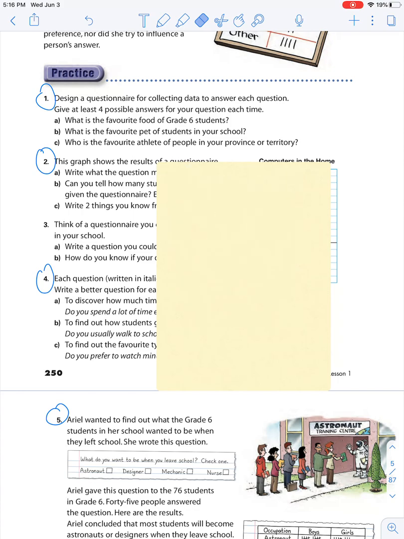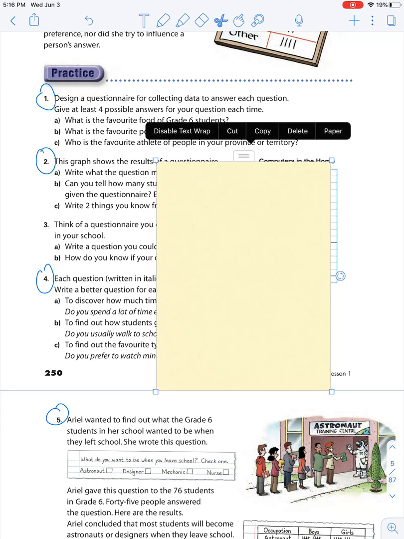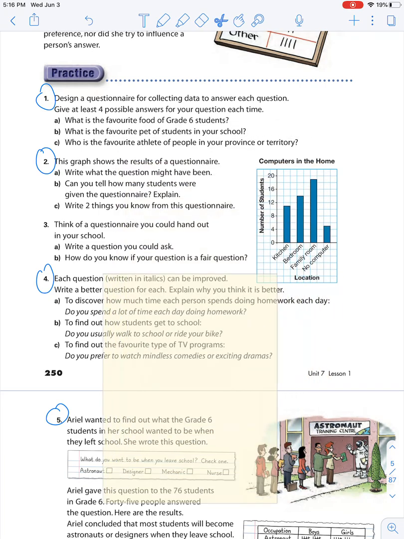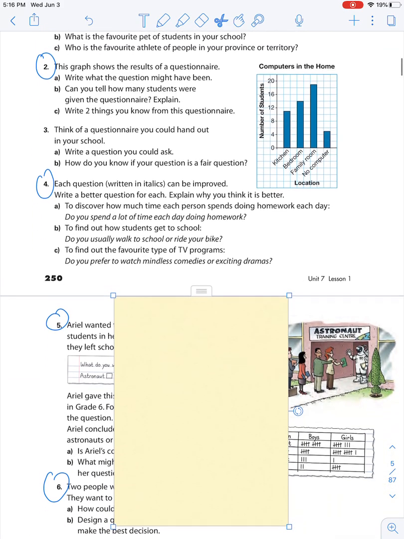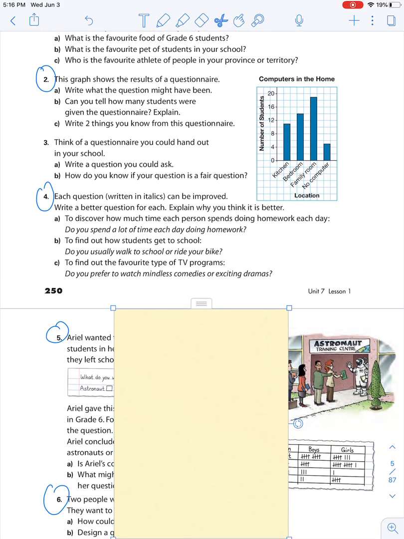Okay, so what is the favorite pet of students in your school? Okay, so we could just say, what is your favorite pet? It's so easy. And then just give 4 options and then say a 5th one for other. Next one, who is the favorite athlete of people in your province or territory? Okay, so then we would say, who is your favorite athlete? And then you just write down 4 options and then say other. Okay, so easy, hopefully, for that. Those questions weren't really too hard.